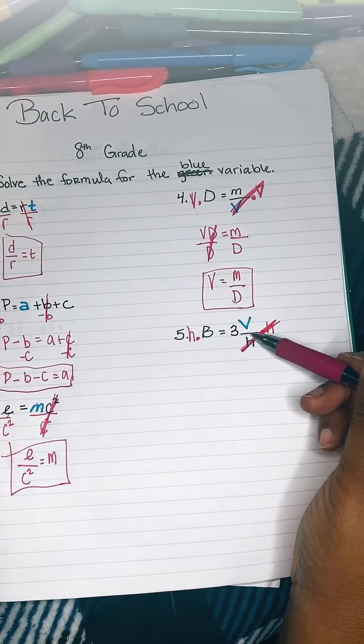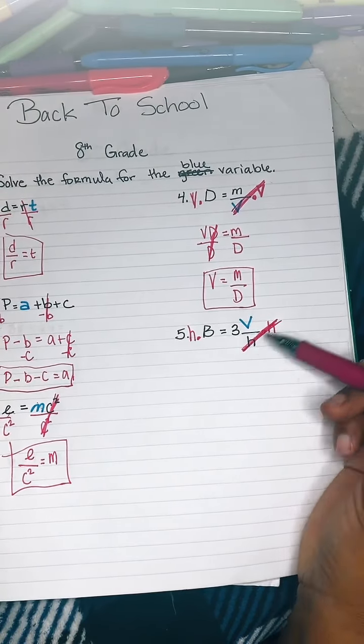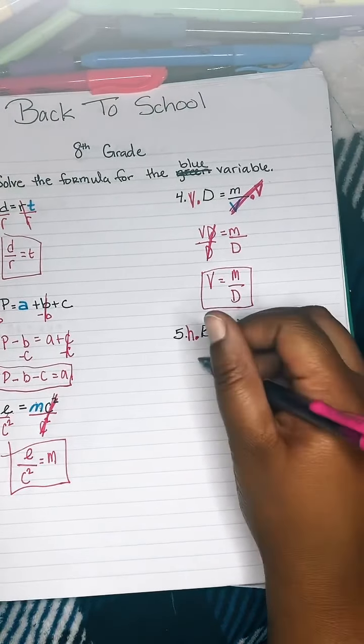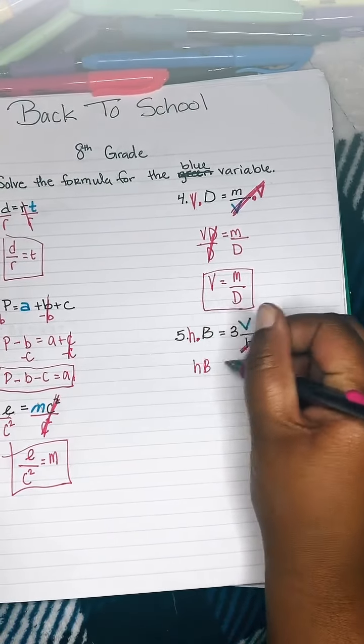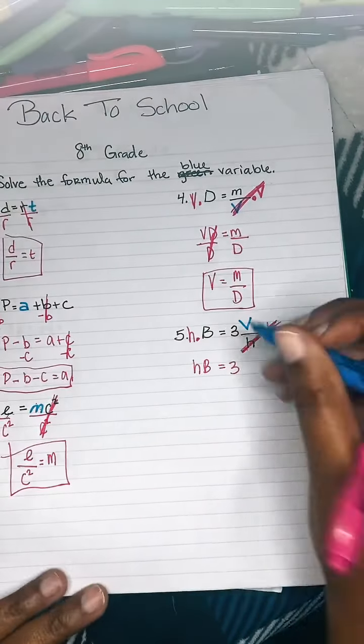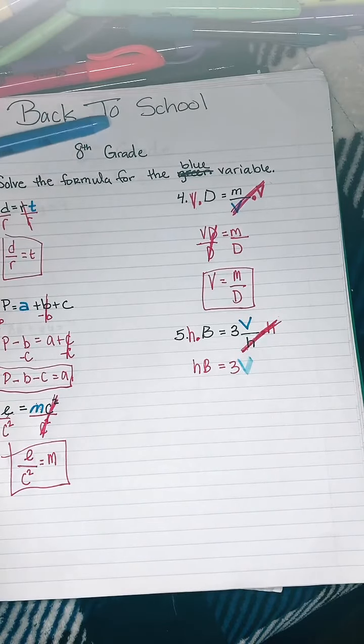Why do they cancel? Because remember, this was division. To undo division, we do multiplication. So H divided by H goes to 1. So now we have HB equals 3V. Now I want the V by itself. We have one more step.